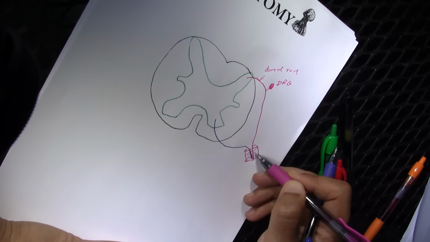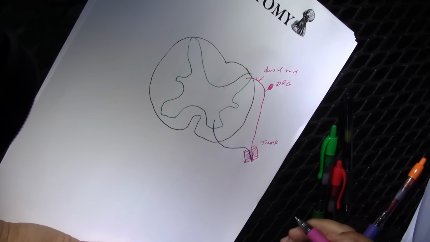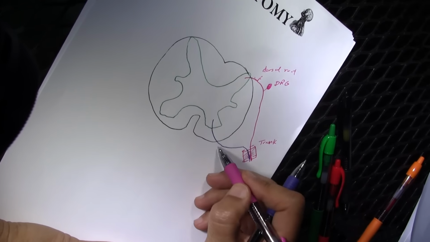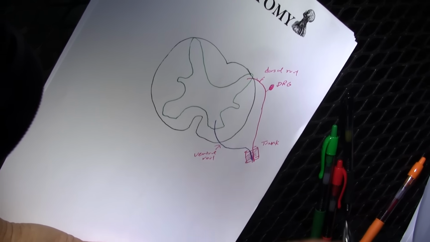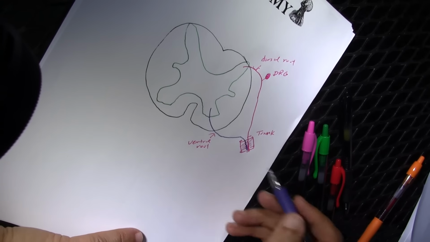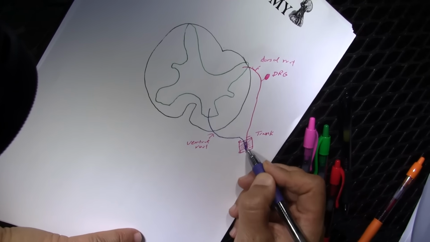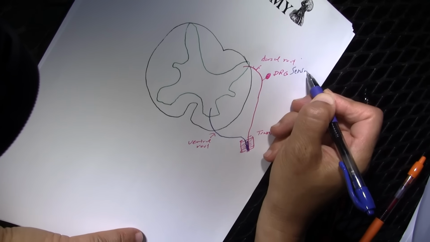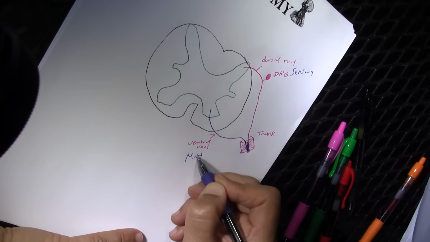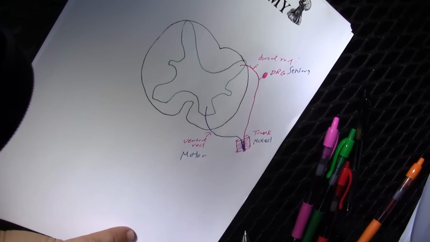So this is the trunk of spinal nerve. So you have dorsal root, ventral root, trunk. Then the trunk of spinal nerve soon is going to divide. Here it becomes mixed, because the dorsal root is sensory, ventral root is motor. So the trunk becomes what? Mixed, has motor and sensory nerve fibers.